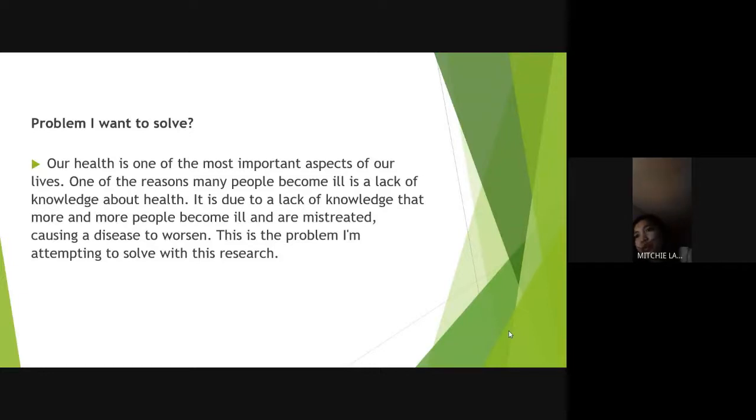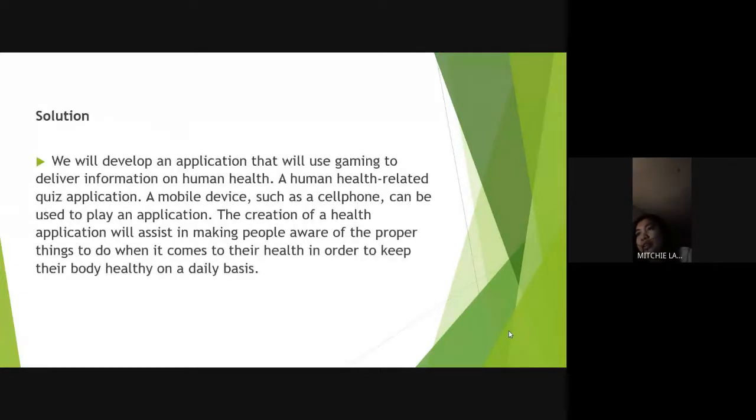So, the solution: we will develop an application that will use gaming to deliver information on human health. A human health related quiz application. A mobile device such as a cell phone can be used to play the application. This health application will assist in making people aware of the proper things to do when it comes to their health in order to keep their body healthy on a daily basis.